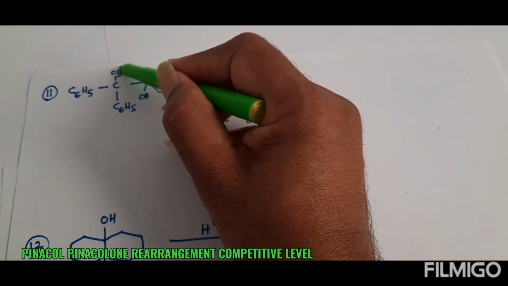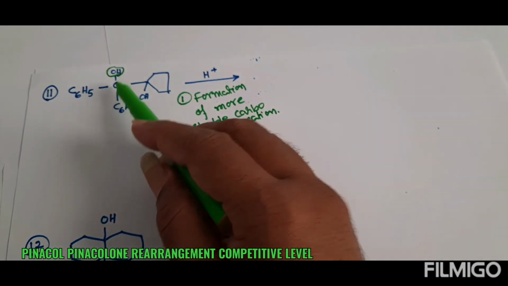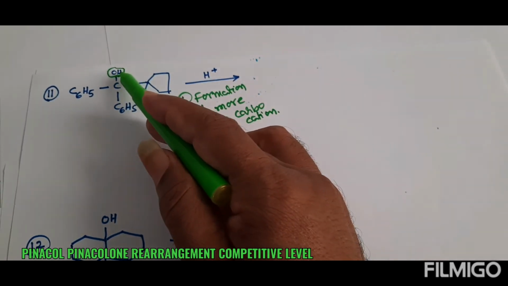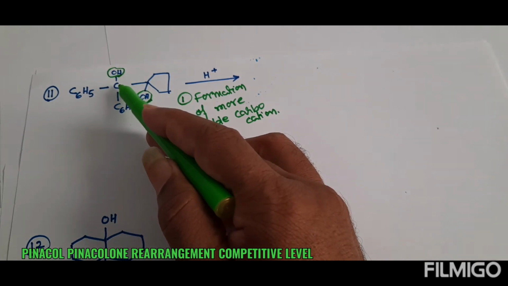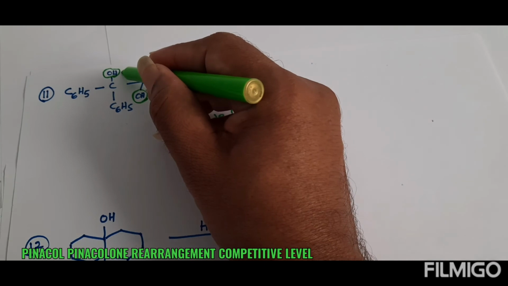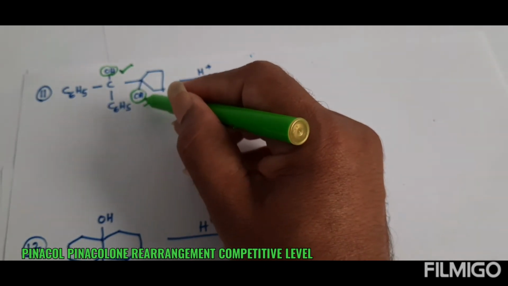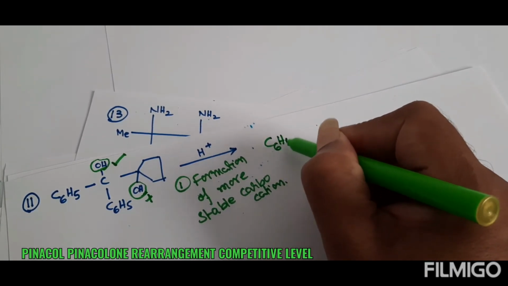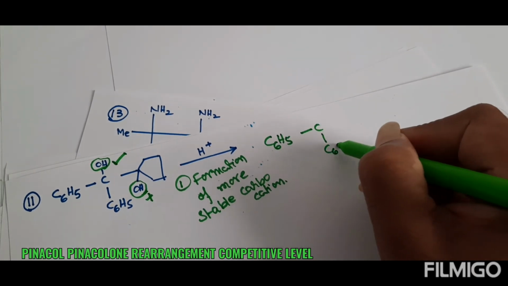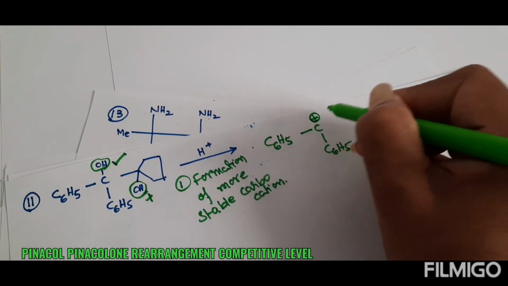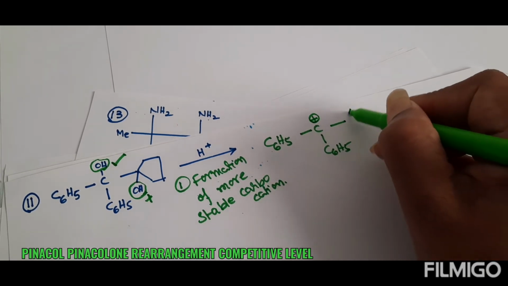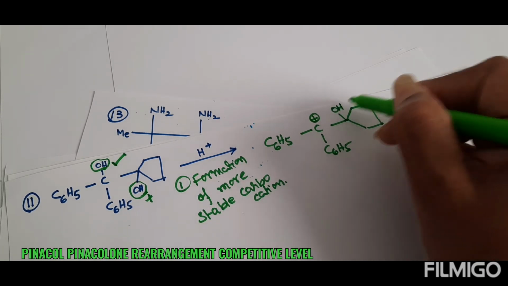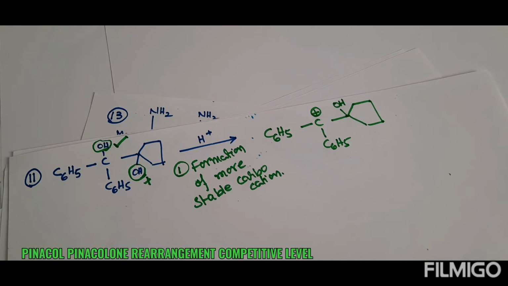Suppose this OH group is eliminated from here, a positive charge is formed here. If this OH group is eliminated, a positive charge is formed here. Because of this phenyl group, a more resonance-stabilized carbocation is formed. That's why this OH group will be eliminated more frequently than this one, right? So what is the carbocation formed? C6H5, C, C6H5, and here is the positive charge, and here is a cyclopentyl ring having an OH group, right? So this is the formation of the carbocation.